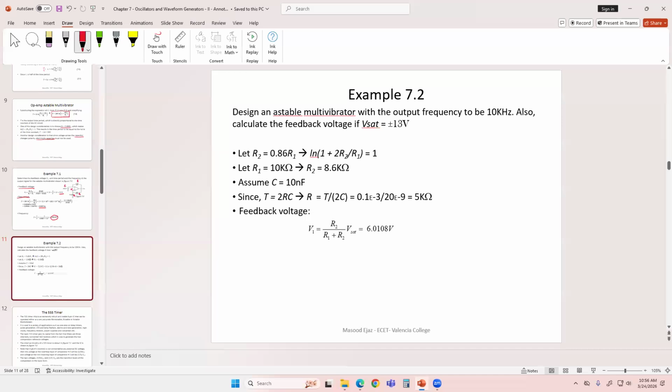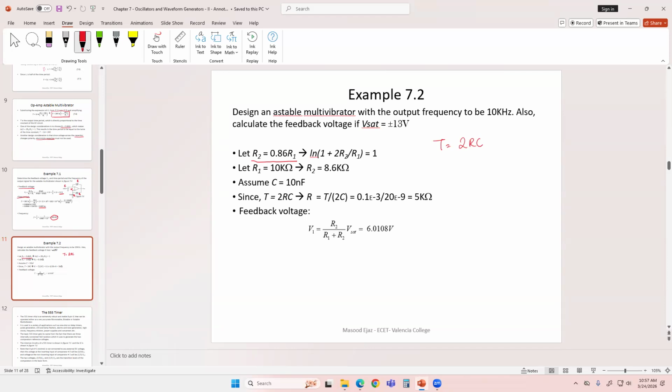So one of the design considerations, as I said, we're going to take R2 to be equal to 0.86 times R1. So we put over here 0.86 times R1. R1 will be cancelled out, and the natural log of 1 plus 2 times 0.86 is going to be 1, which will give us the time period equal to 2 times RC. R1 is 10 kilo ohm, R2 can be 8.6 kilo ohm in order to have this relationship.